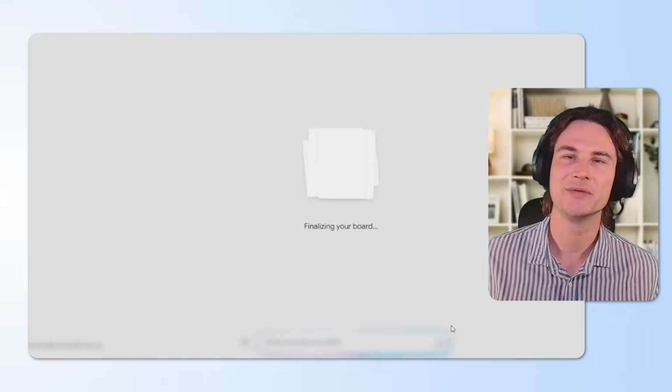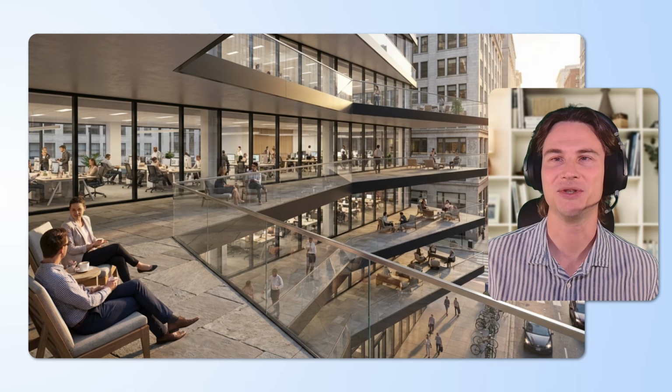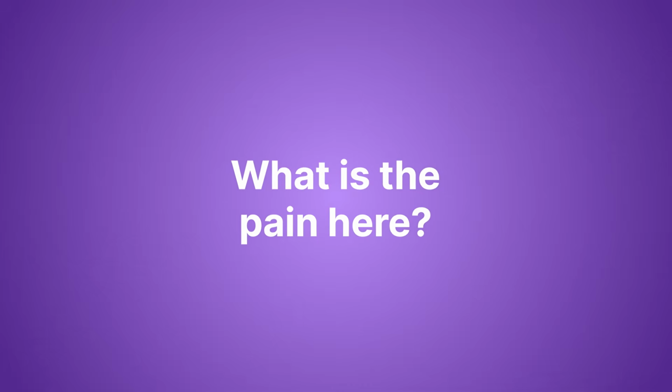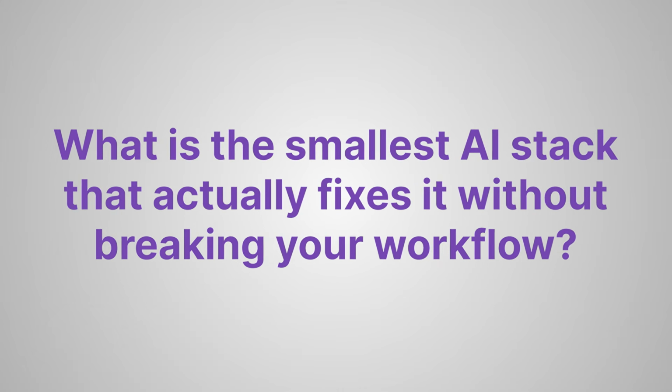So to wrap this up, we basically walked through your whole project timeline. We went from "I have no model and only a feeling" to "I have a still image and I need motion." In each step, the question was the same. What is the pain here? And what is the smallest AI stack that actually fixes it without breaking your workflow?